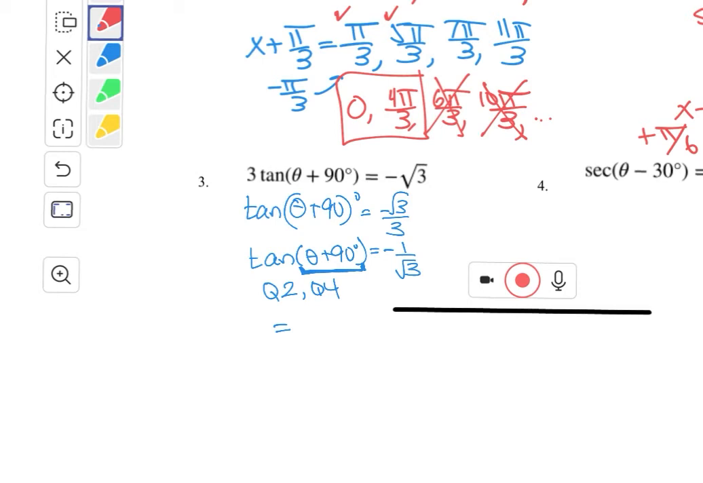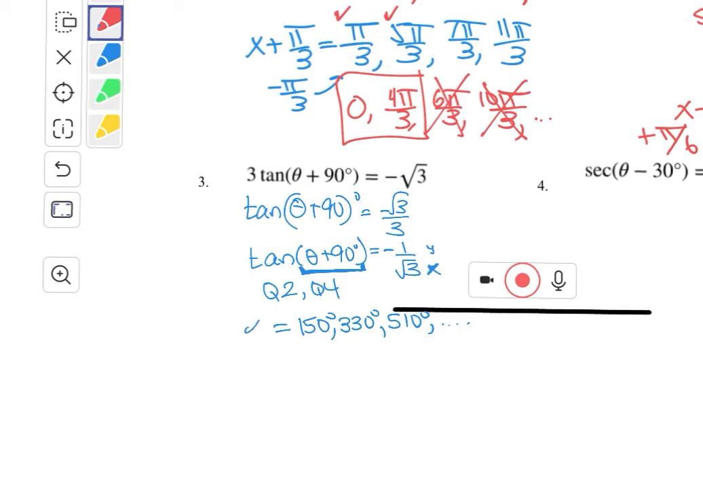So what angles give me 1 as y and root 3 as x? That would be my 30-degree angle. 30 degrees in quadrant 2, 150. In quadrant 4, 330. And then I'm going to add 360. So 150 plus 360 is 510, etc.